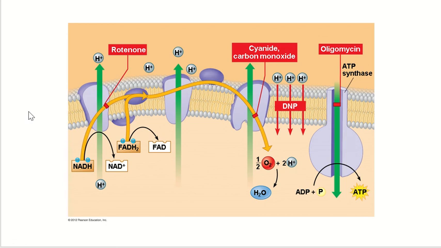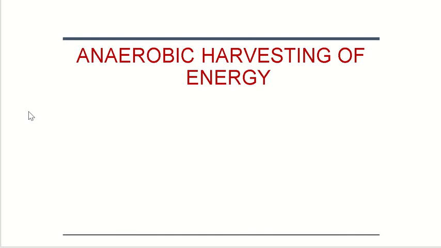So you have rotenone, cyanide, carbon monoxide, and you also have DNP as well as oligomycin. Their position within the figure will already tell you what inhibitions or interruptions they cause throughout the whole process of oxidative phosphorylation. Now, all of these are true for aerobic respiration. But how about for anaerobic respiration?